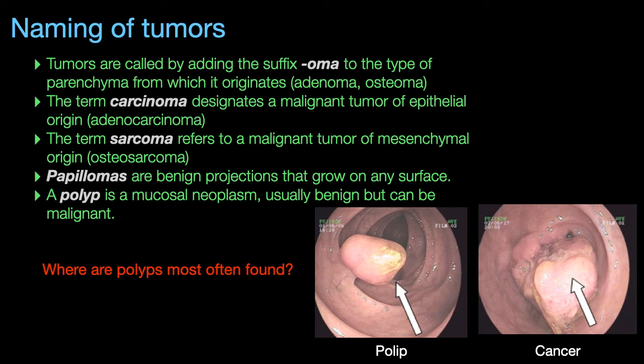Then we have polyp, which is a mucosal neoplasm. You know that the mucosa is one of the layers of, for instance, the digestive system. And in this case, usually it's a benign tumor, but with time it may turn malignant. So here you have a picture of a polyp and how the polyp turns into a cancer. Think where this picture belongs to. Right, so this is the large intestine.